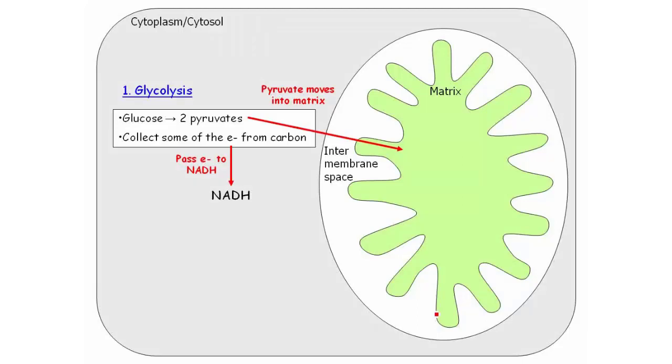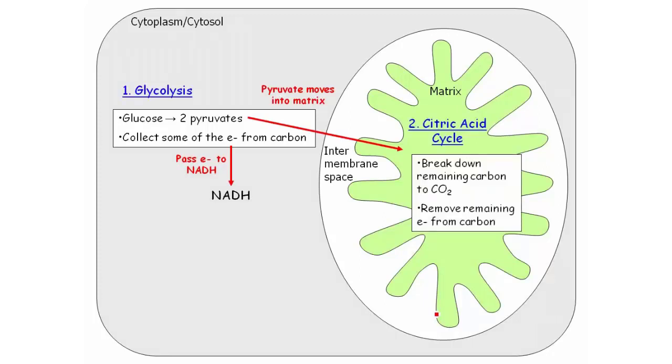And since it's an organic molecule, there's still a lot of high energy electrons inside that molecule. The citric acid cycle will take place in the matrix. In that cycle, we will remove the remaining high energy electrons from our organic carbon. And that means that when we finish the citric acid cycle, all of our organic carbon will have been converted into inorganic carbon, which will then be exhaled or released to the atmosphere.